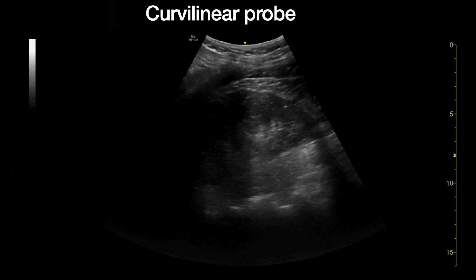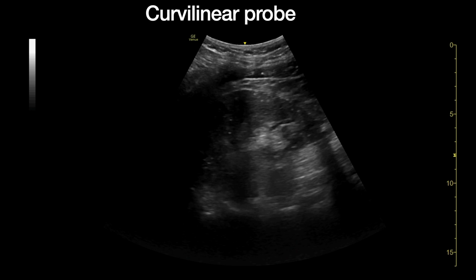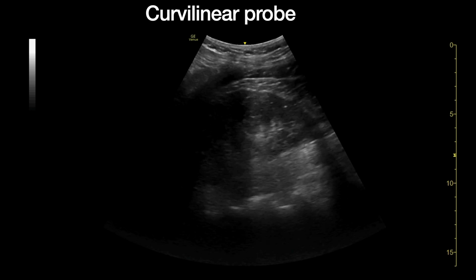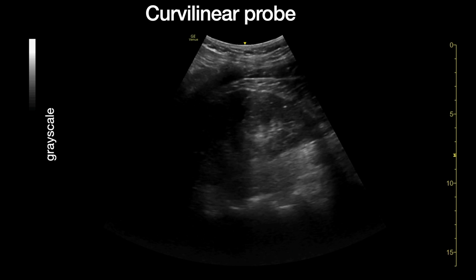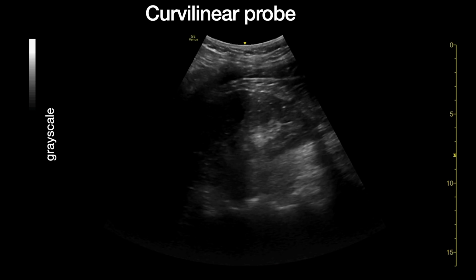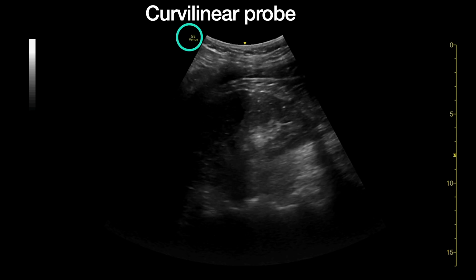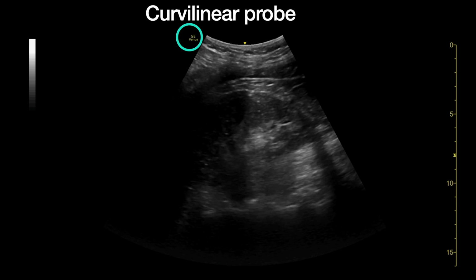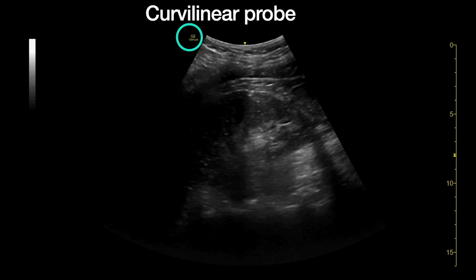And lastly, we have the other probe that we use commonly in point of care ultrasound. This is a curvilinear probe. So we have the depth. We have here the grayscale. Very important to notice what type of imaging you are using. And then we have the probe indicator, showing what side the probe is facing. And here it's an abdomen.